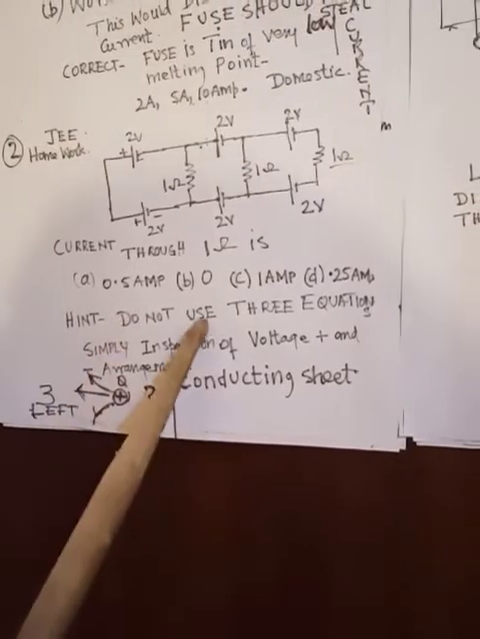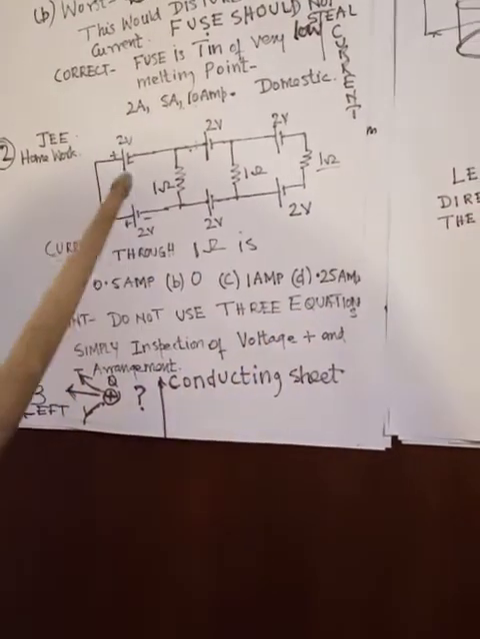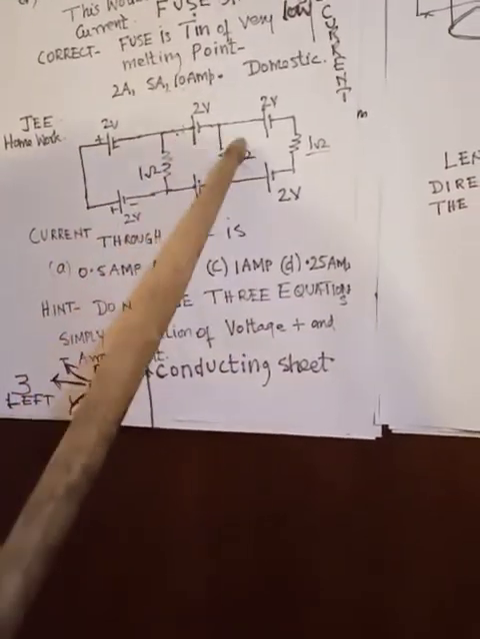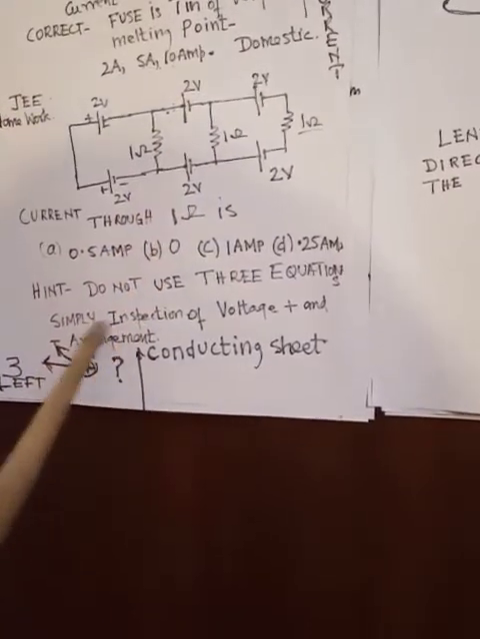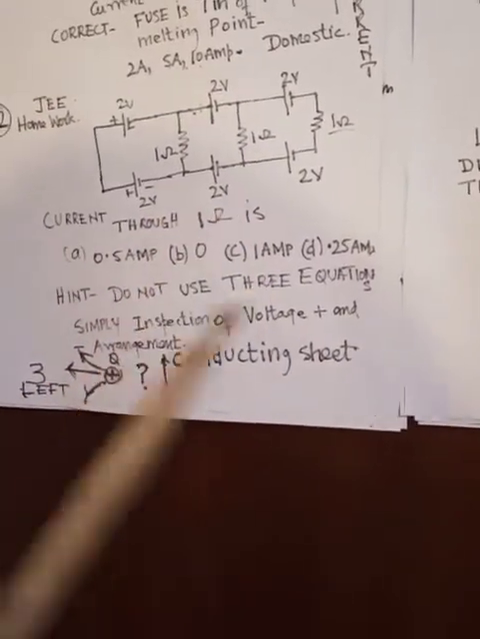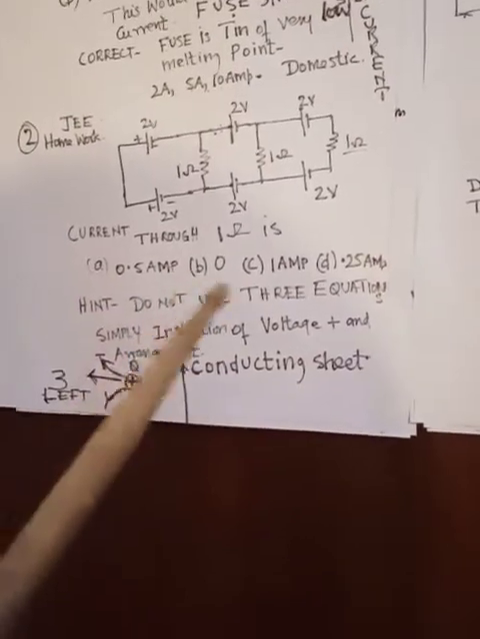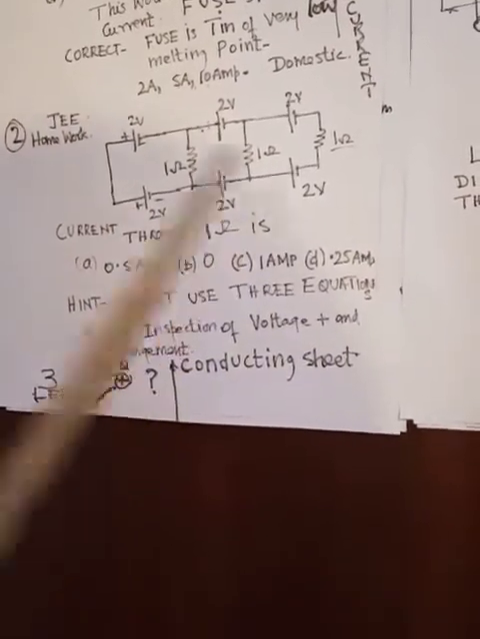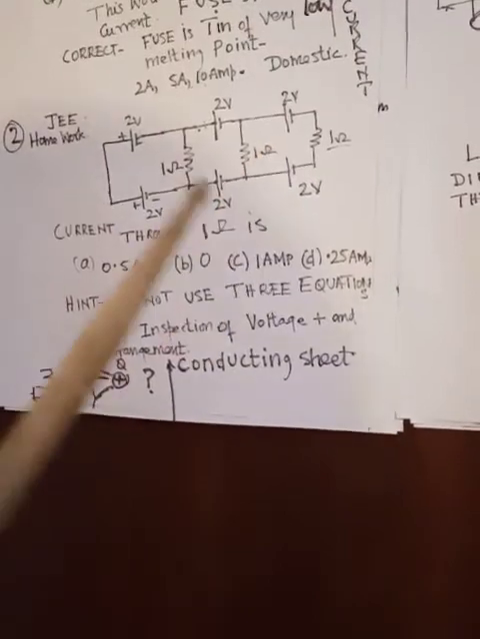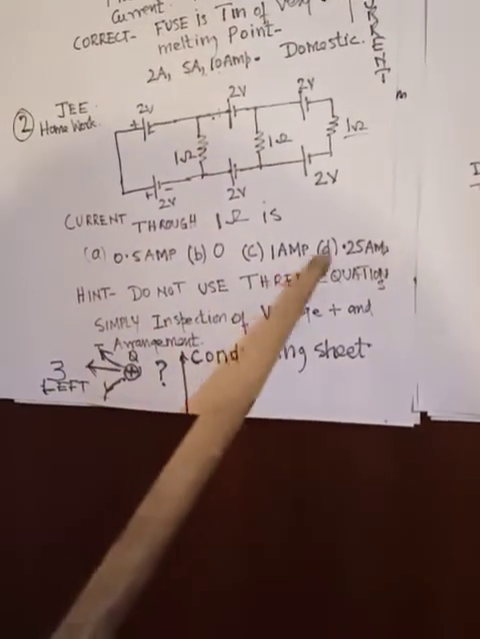Hint: do not use three equations. Do not use I1, I2, I3. It will take you 1 hour to do that. This is only a 60-second problem, so you have to use your mind carefully. So I will help you also. You try just logic. You'll find one of these is correct.